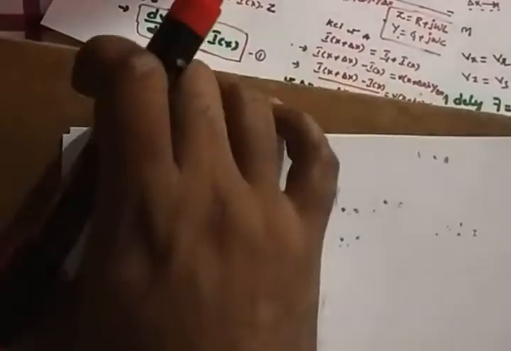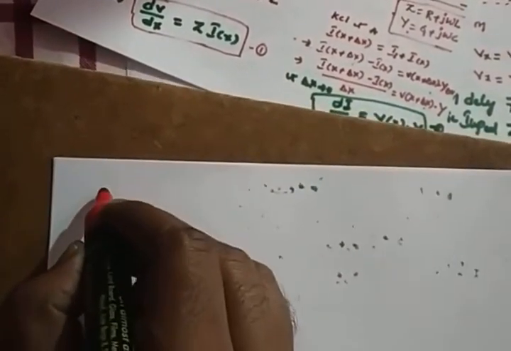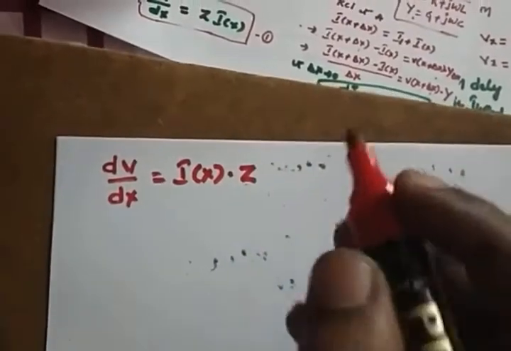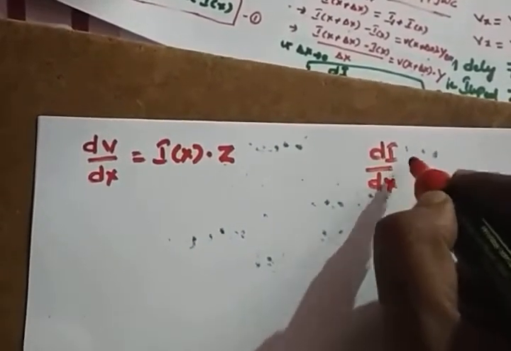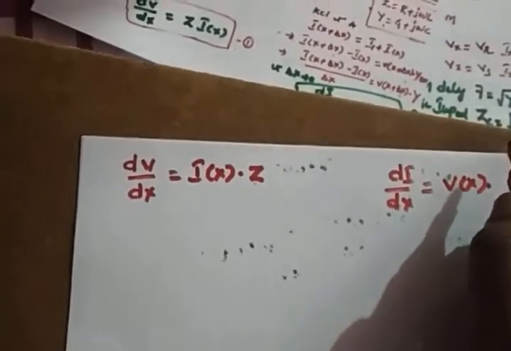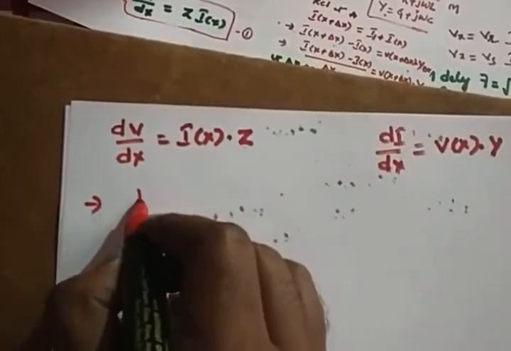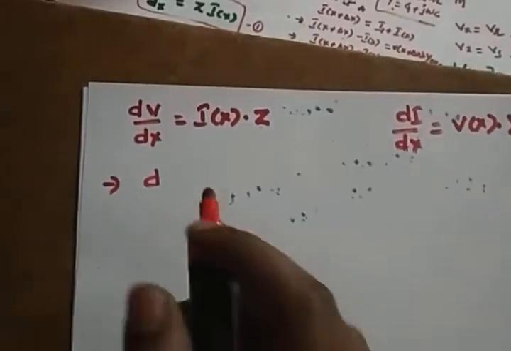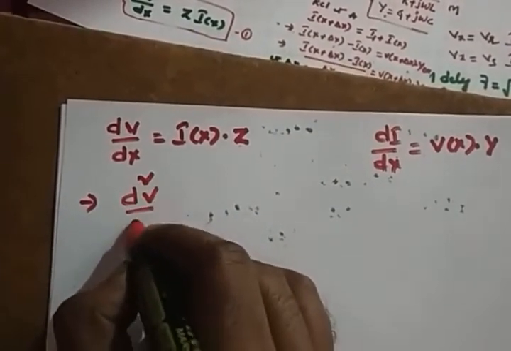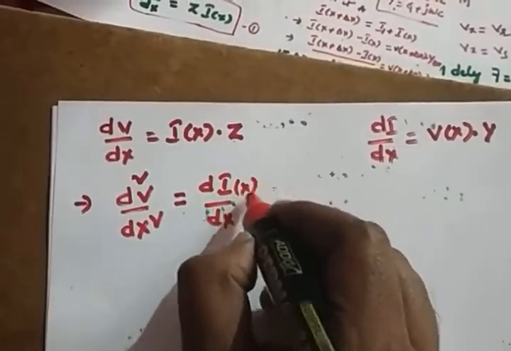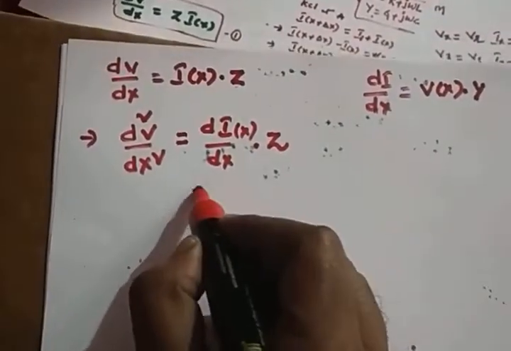Now, what is dV by dx? You know that dV by dx is equal to I of x into z, and dI by dx is equal to V of x into y. Now here I am taking another derivative. Differentiating d by dx again, d square V by dx square is dI by dx into z.